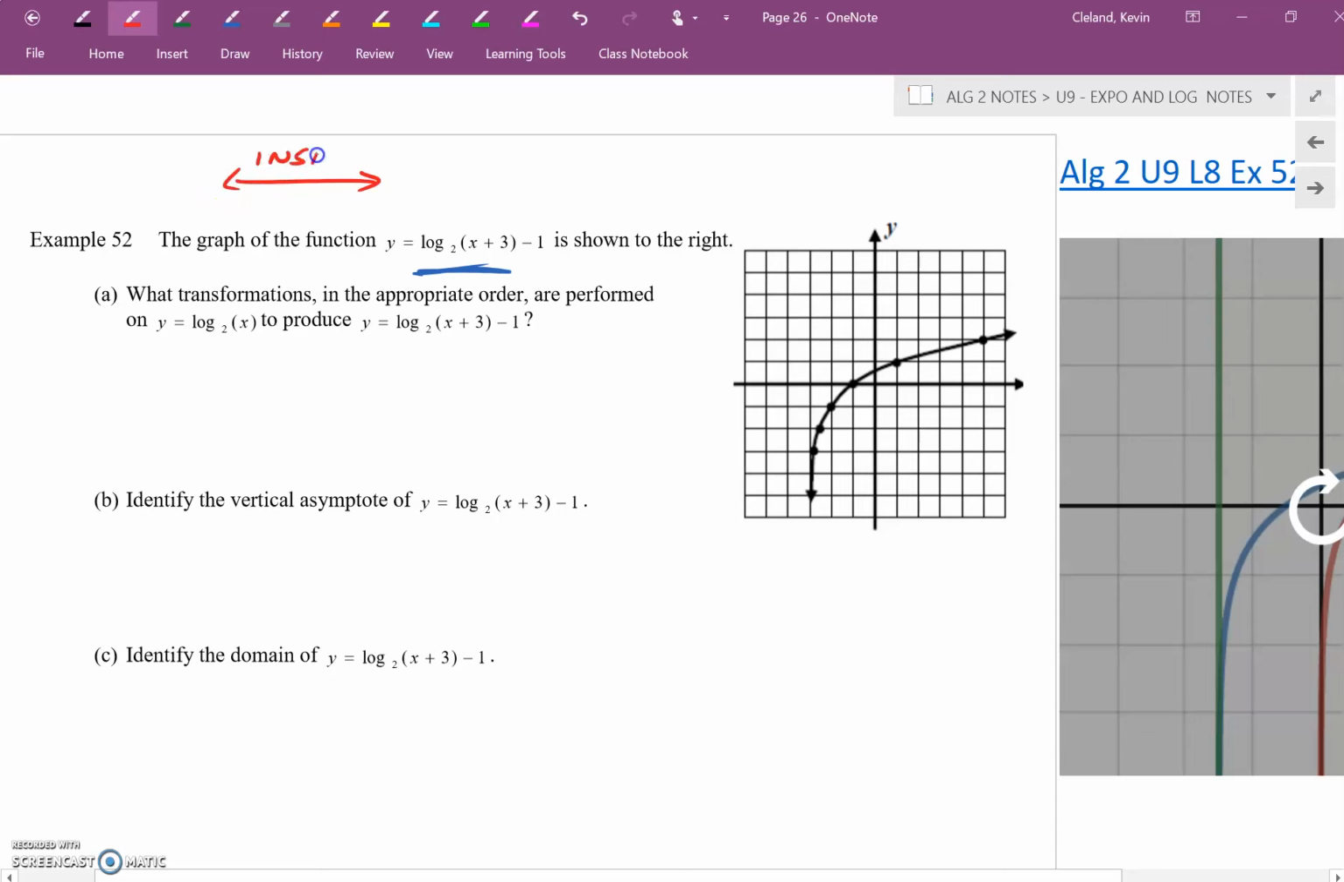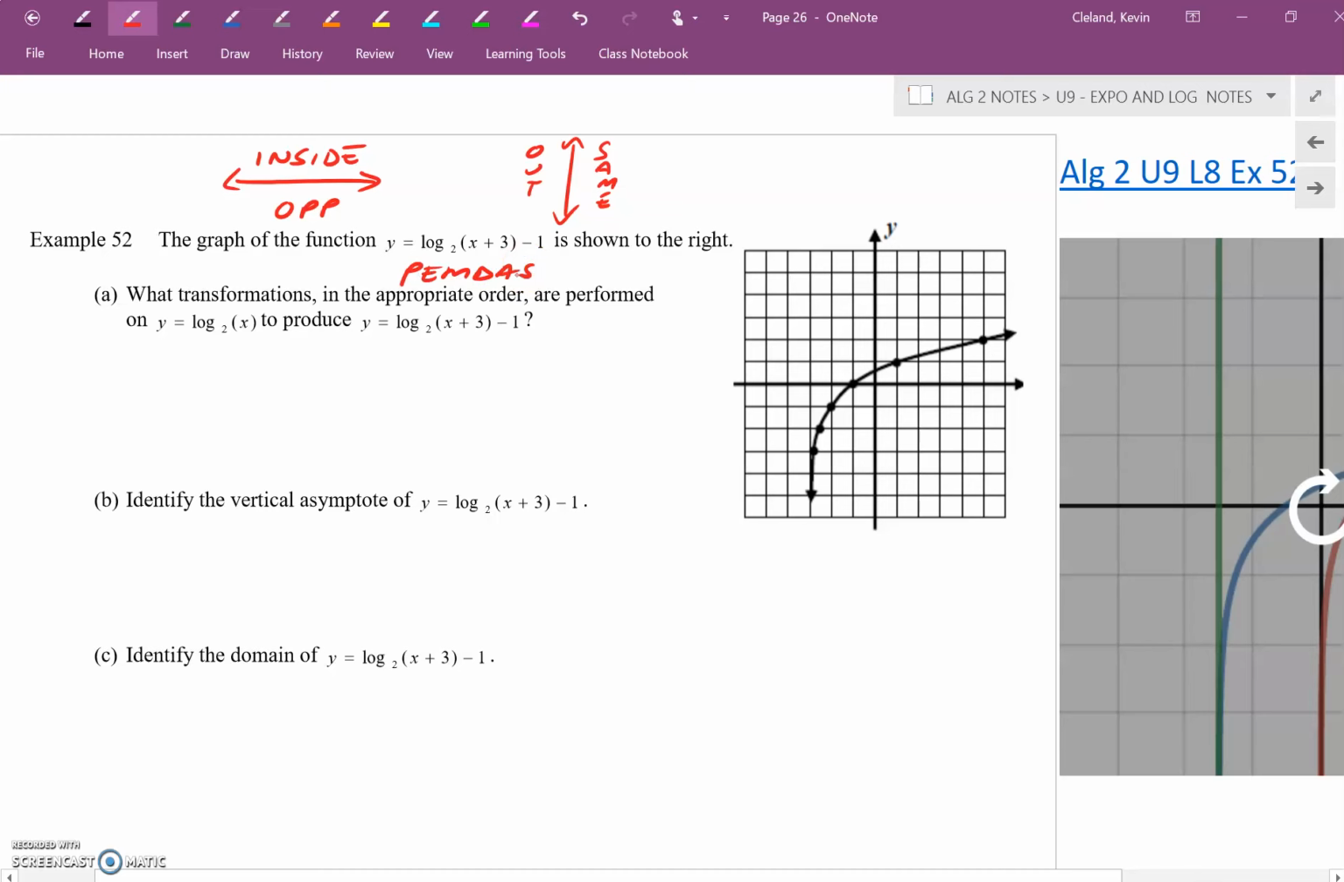that stuff happening inside the function itself, in this case inside the parentheses, is the opposite of what you would think, and stuff happening outside is the same and it's vertical as opposed to inside being horizontal stuff. So, and then when it says in the appropriate order, that's where we got to think about PEMDAS.